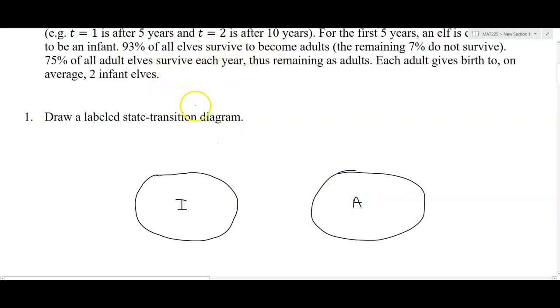Now we know that 93% of infants survive to become adults. So that means, I'm going to write it like this. I at time n plus 1 will be, first of all, 93% of the infants at time n will become adults at time n plus 1. And then 75% of the adults survive, so we'll write an arrow here and we'll say that 75% of the adults at time n become adults at time n plus 1, or that is, they remain adults.